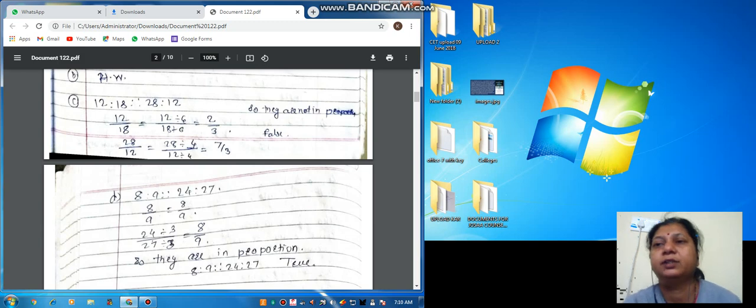8 is to 9 and 24 is to 27. So 8 is to 9. There is no other number except 1 that can divide 8 and 9. So we have to write it as it is. Get it?